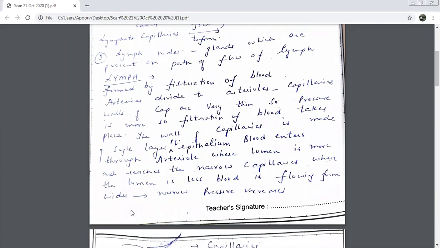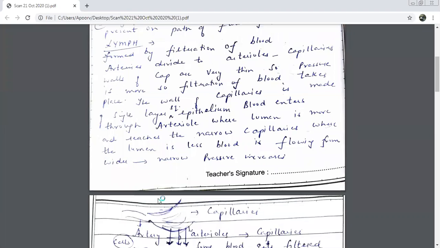So your blood is flowing from wider to narrow or narrow to wider? Wider to narrow. So my dear children, pressure will increase or decrease? Pressure will increase. And now the pressure is increasing, space is less, and walls are also very thin. That what will it do? Some part will go out.